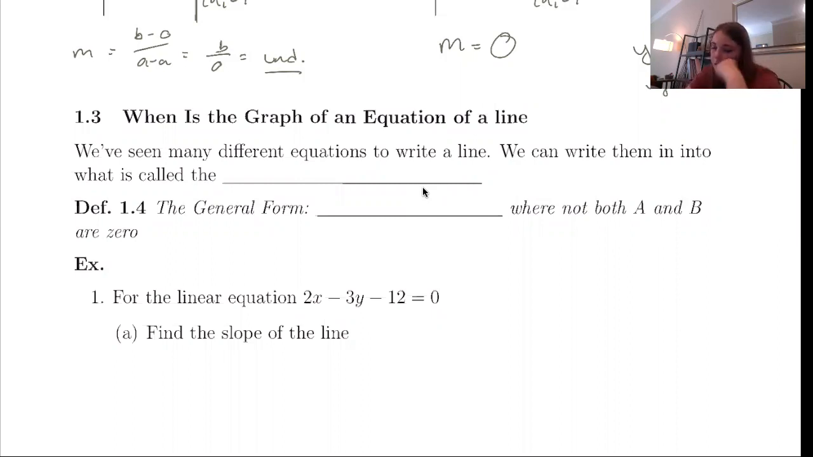Okay, so remember how at the beginning of 2.3, I said that we have 3 different ways to write an equation of a line, and I gave you 1 and 2. So now we're going to talk about number 3. We've seen many different ways to write an equation of a line, and we can take both of those forms and move some things around, and we're going to call that the general form of the equation of a line.